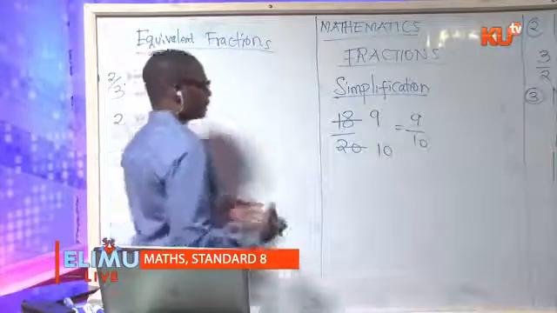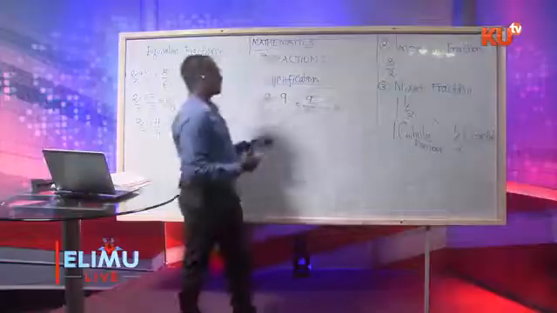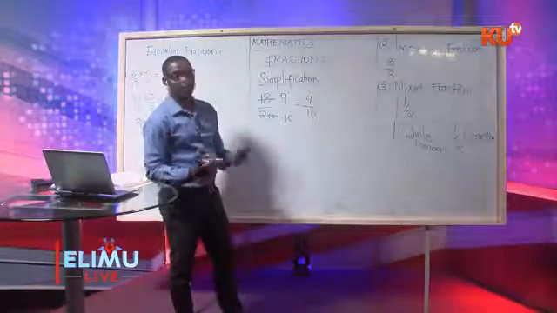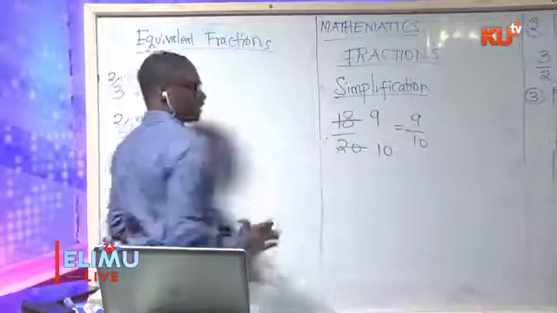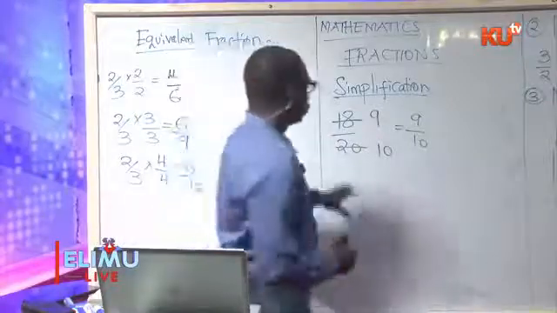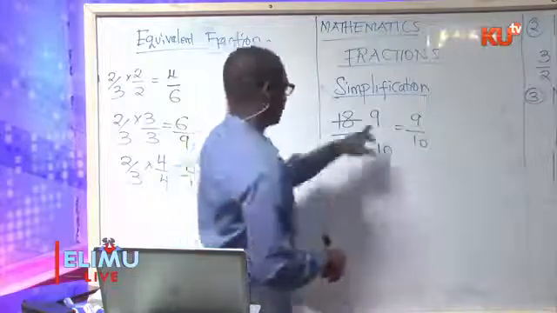Then it means when you work out fractions, always give your answer in a simplified form. If you work out your answer, for instance, and you get 18/10, it is not good to leave it like that. Make sure that you simplify that fraction.